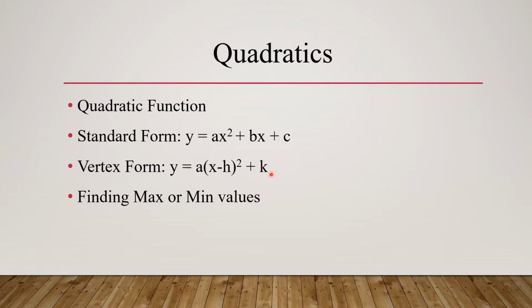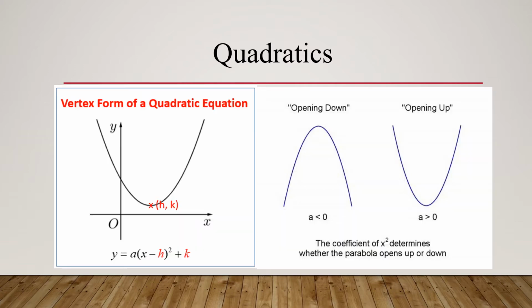And later on we will see how this format is useful for finding the maximum or minimum values for certain questions. For example, when we look at the quadratic equation in its vertex form, we can already know the x and y coordinates of the vertex is actually (h, k), and also the sign of a gives information about the graph, whether it's opening downward or opening upward.